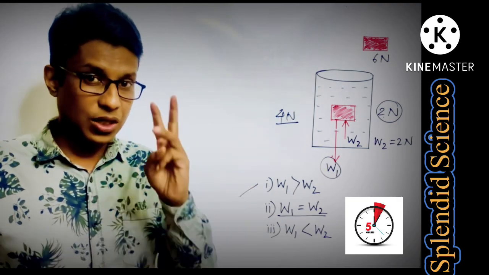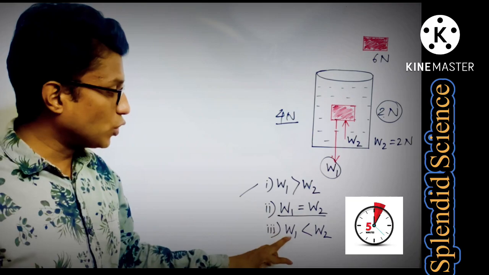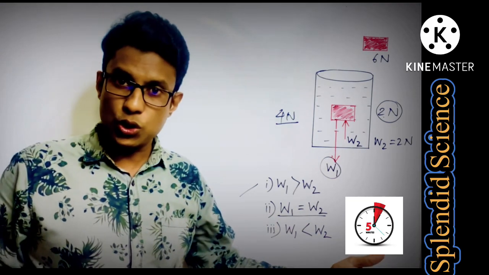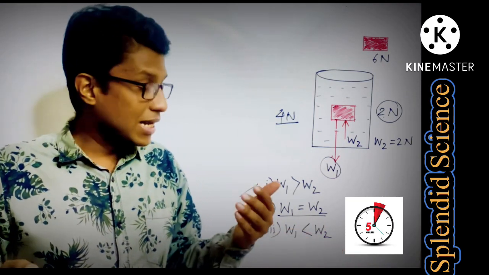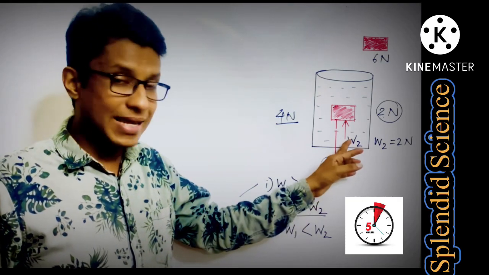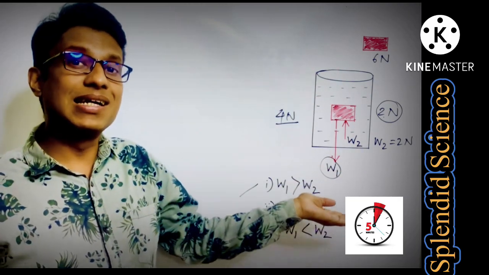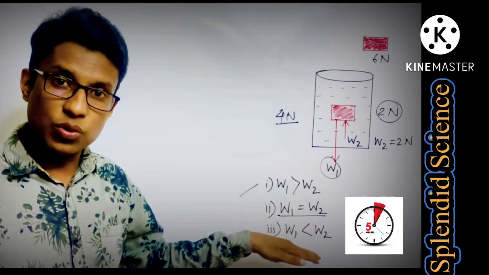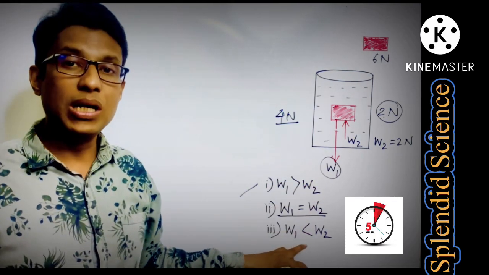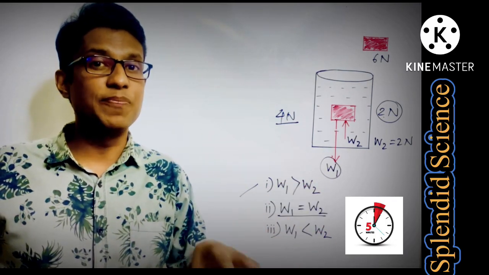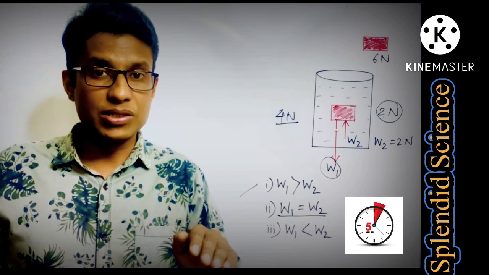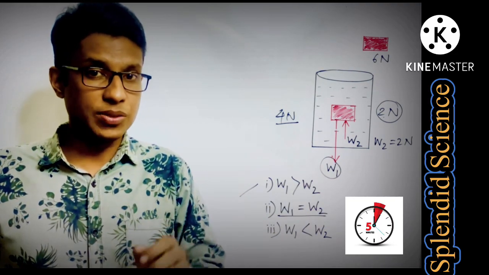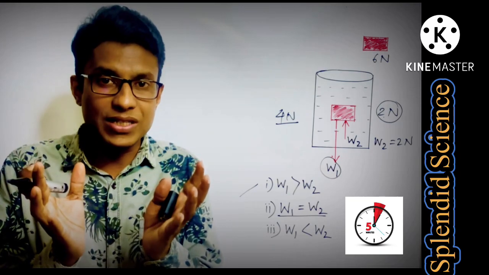On the other hand, condition number 3, if W1 is less than W2, what does it mean? It means that if the buoyancy, which is upward force, is greater than the downward force, then the object will float but being partially immersed. What is the summary of this topic?